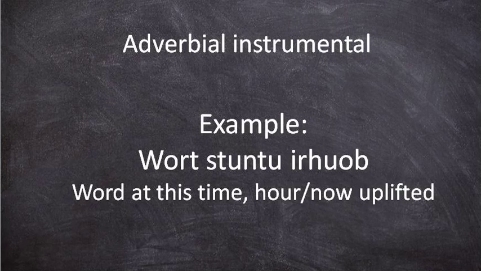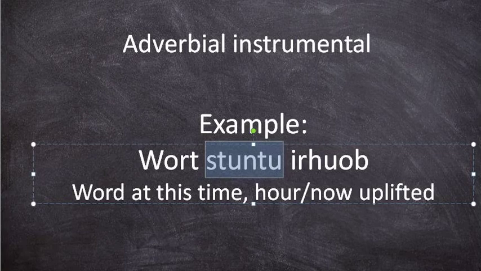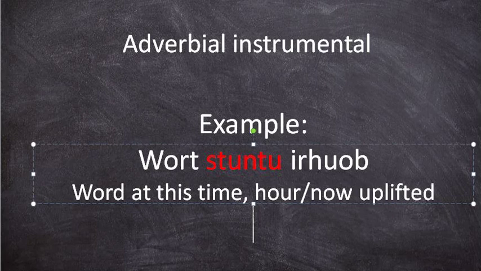So with this sentence, wort stuntu ir huob, this is straight from Old English into Old High German, so word at this time, slash hour, slash now, uplifted. This is actually in the dative, but as we know, the dative and the instrumental merge into the dative, so the dative is presented to us but used instrumentally, and of course adverbially. So word at this time, at this hour, and now uplifted. So that is that. Wort stuntu ir huob.